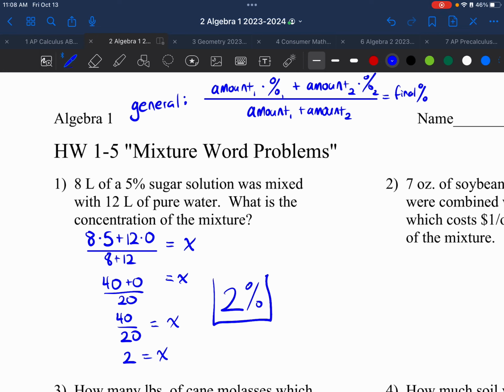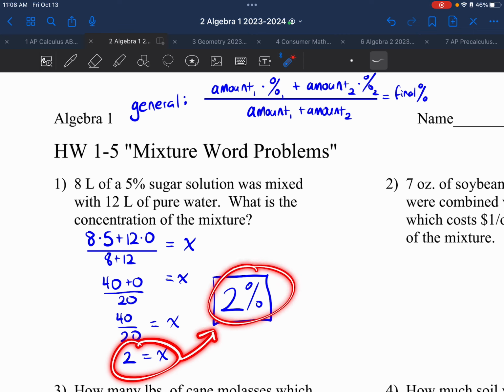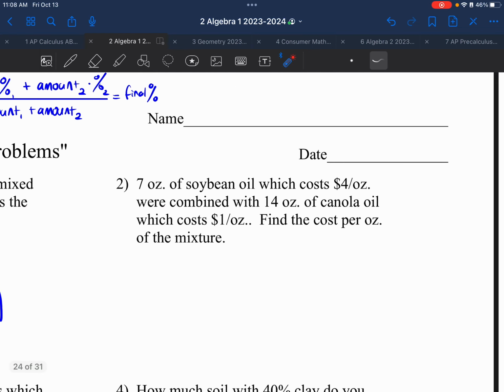So in general, every single time that you answer a question, you'll get an X down here, and then you'll interpret the answer and box the interpretation. Sometimes maybe the answer was 2 liters, but it wasn't because it was talking about a concentration, aka a percentage.